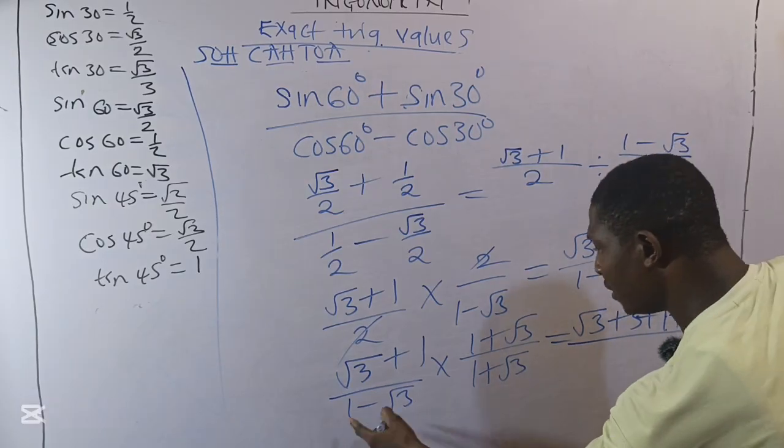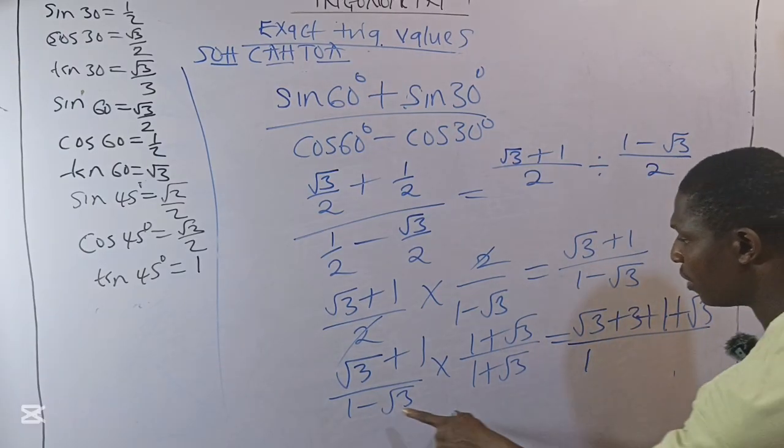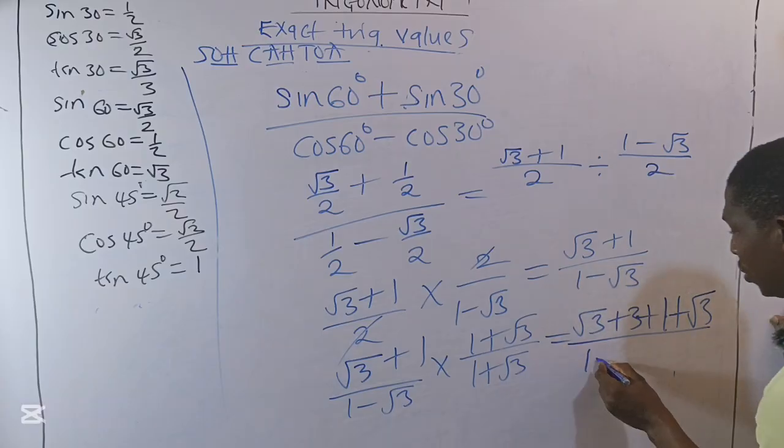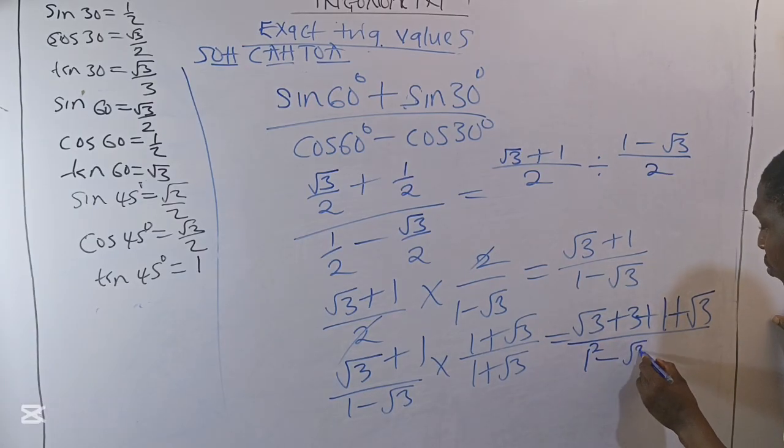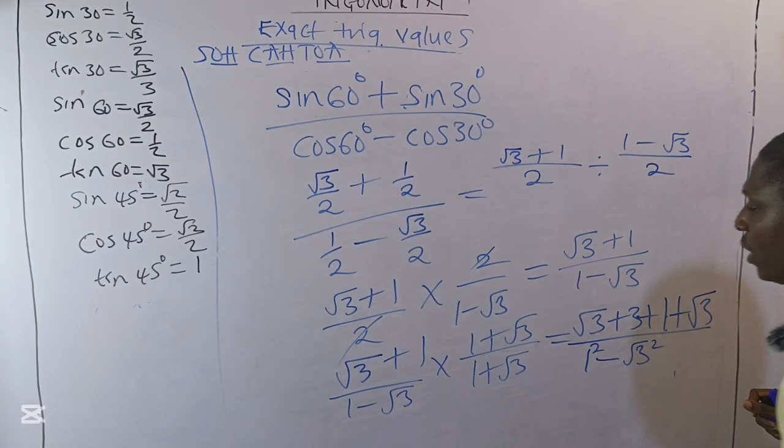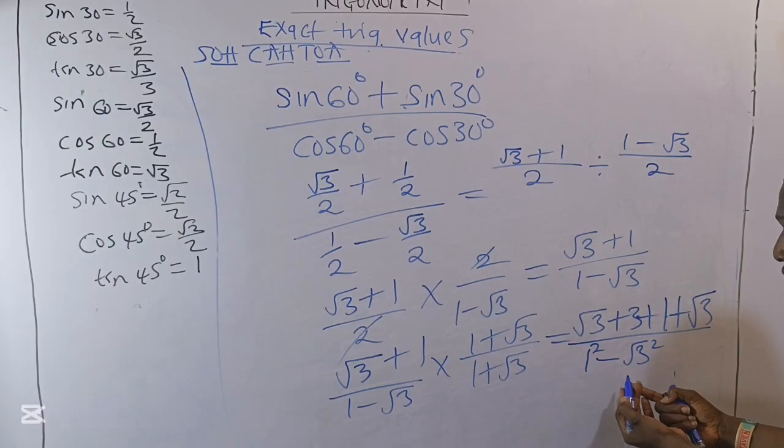All over. Simply pick your one. This is the difference of two squares. Minus times plus is what? Minus. So you have 1 square and root 3 what? Square. Take note, it's always minus here. Just take note, it's always minus.